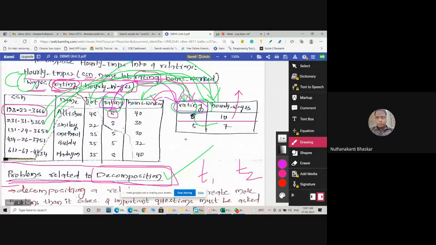Are you clear now? Yes, sir. Clear, sir. These two tables have dependency preservation, yes or no? Yes, sir. Now our decomposition is right.